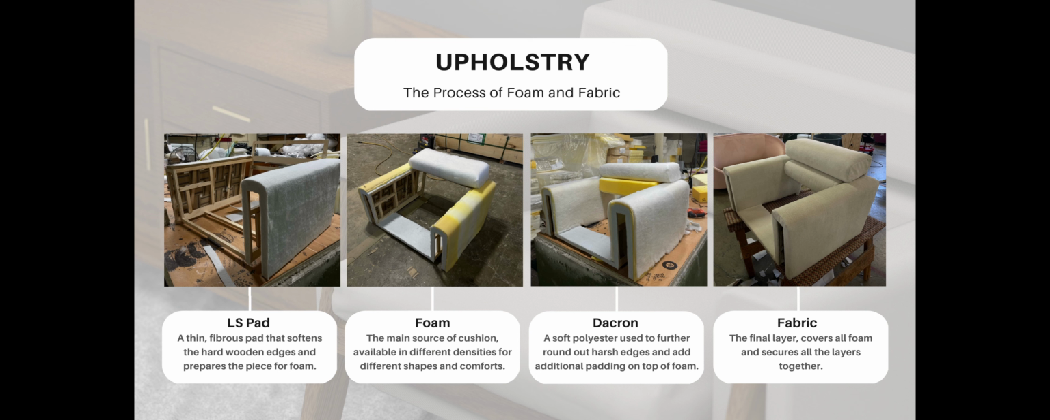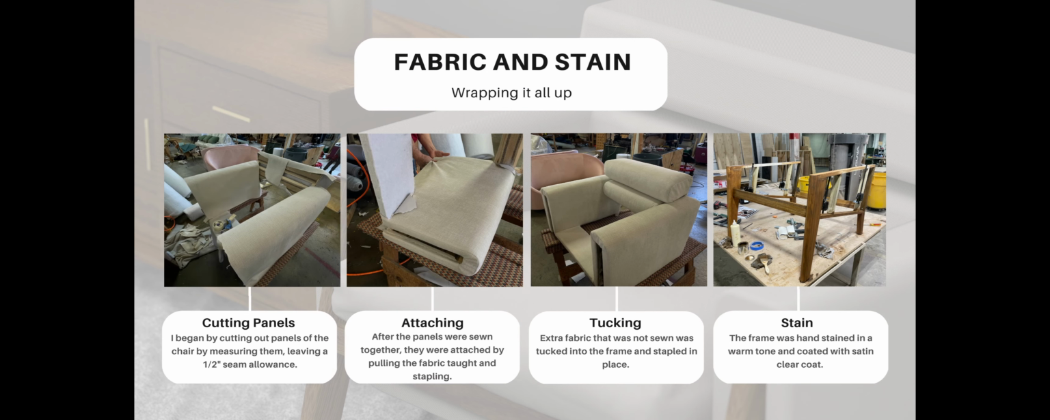After all of these 3 layers were put onto the chair, it was time to get into fabric. For the actual upholstery of the piece, we began by cutting panels that were measured from the chair. They were put together with a single stitch, and they were cut out, leaving a half-inch seam allowance so that the seamstress could attach them correctly. After my pieces were sewn up, they were attached to the chair by using a little bit of spray adhesive and pulling the fabric tight over the chair, stapling it in place.